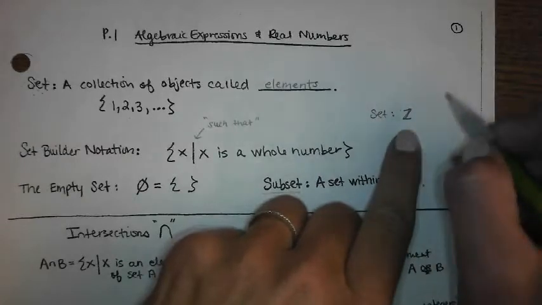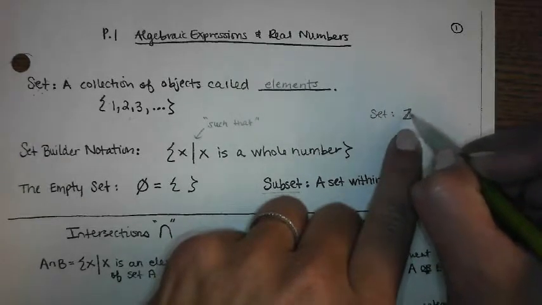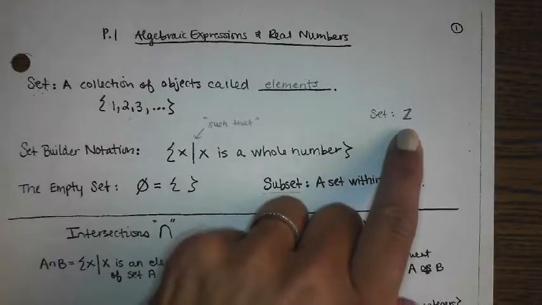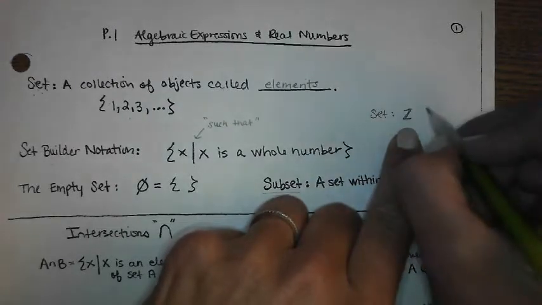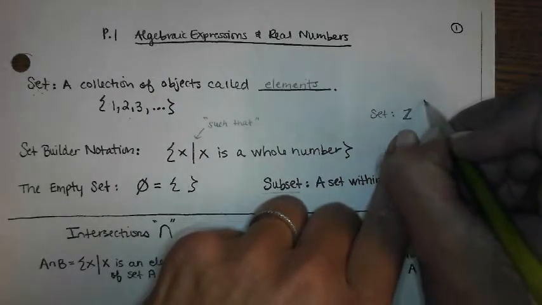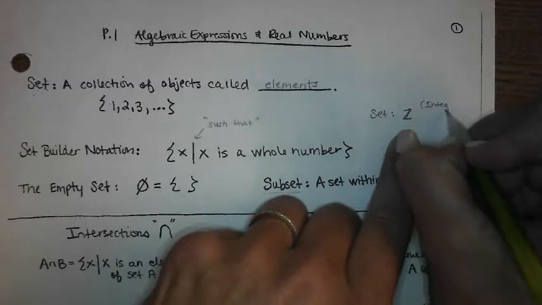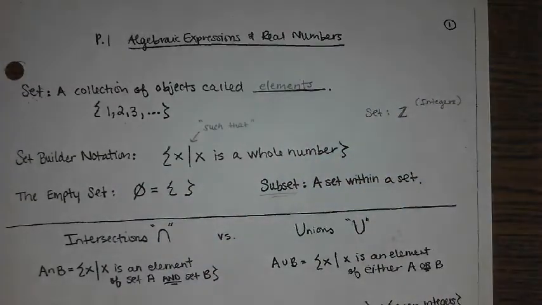Z is the math symbol, and it's kind of got a double thing going on there. It means the set of all integers. Put that in parentheses. Okay? So let me remind you, or you remind me: what are the integers? Give me an example of an integer.